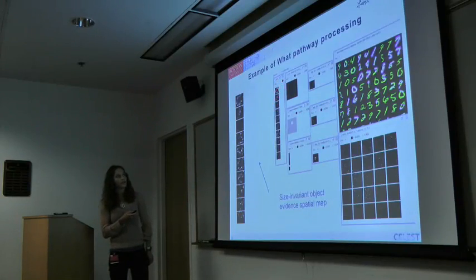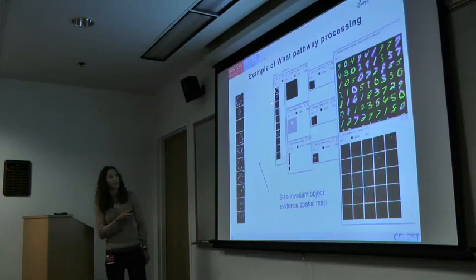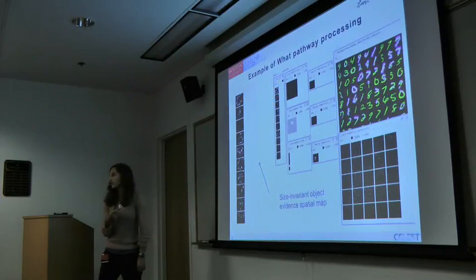And so this is 0, 1, 2, 3, 4, 5, 6, 7, 8, 9. You can see that it starts to form these, it hasn't run for very long, but it starts to form these representations, size invariant representations of spatial location based on object.